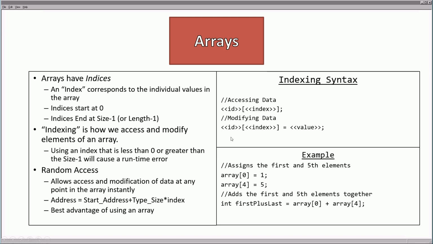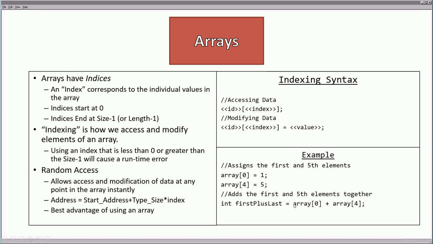Now, if we need to modify a value, we use the array's identifier, the square brackets, then the index, and assign it to some sort of value. In our example over here, this is the first element of that array, and we assign it the value of 1. This is the last element of the array, and we assign it the value 5. But notice, this is the first and the fifth element. As we always start at index 0, the fifth element is at index 4.